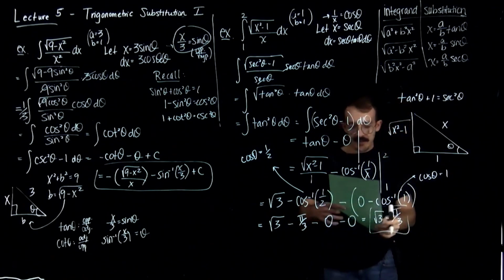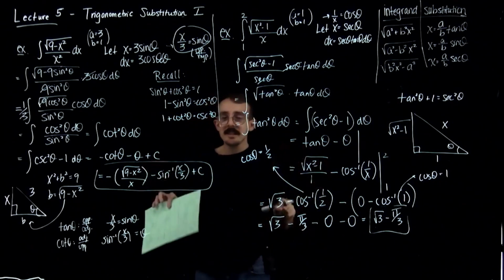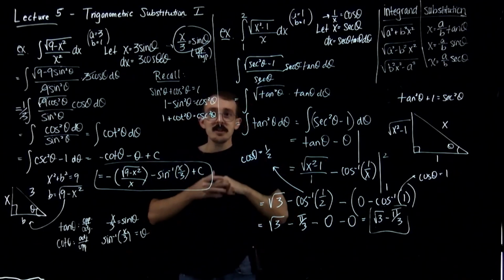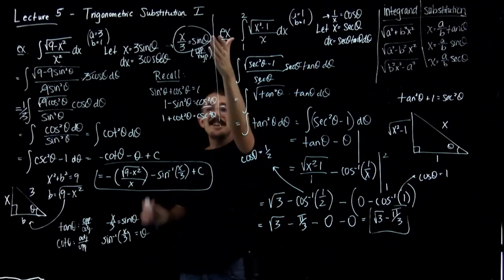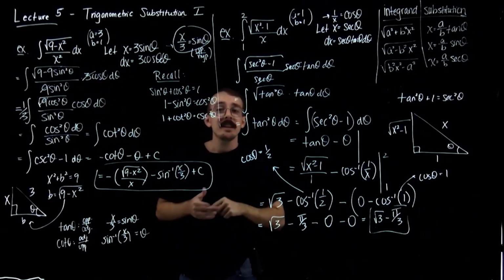OK, and that's it. So as you can see, very similar process for all of them. Just lots of pieces that go together. So make sure you practice a few of these, because in the next lesson, they're just going to get more difficult. There is a trigonometric substitution 2, where the things we're going to be dealing with will just be even more tricky.